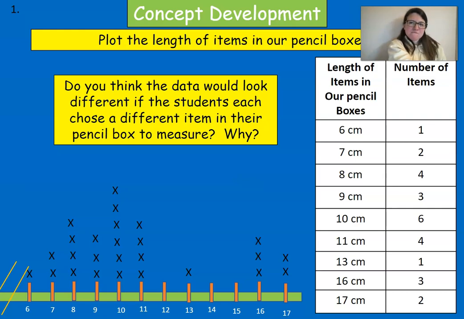I think it would look different. I think it might look different because what if students decided to measure their rulers, or if they decided to measure their erasers? We might have more students down here or more students up here depending on what we chose to measure. So what we choose to measure will determine how our graph looks. If a lot of students choose smaller items, we're going to have more of a grouping down here. Larger items, it might be up here.